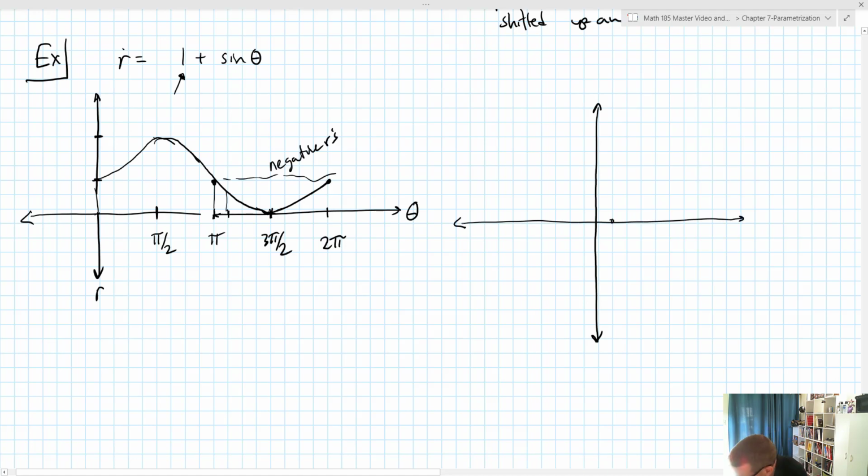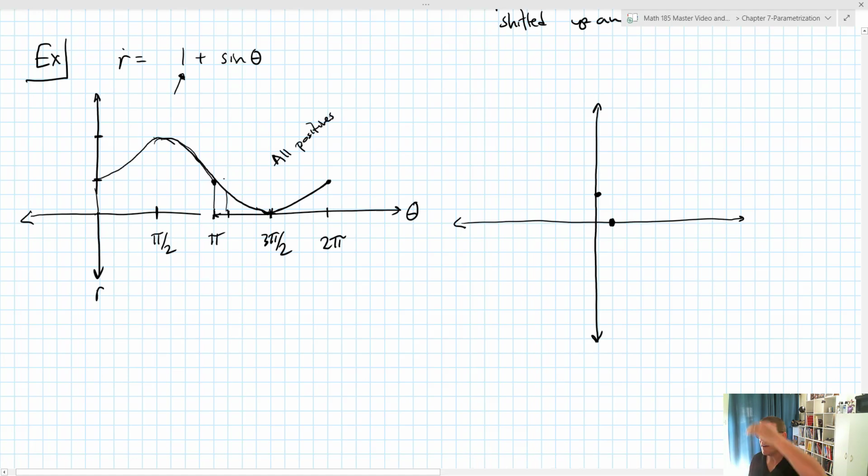Okay, so we're going to start out at 1. There's 1, 0. And then we're going to go up to pi over 2, and there's 1. And then I'm going to come back down until I hit the pi value. So it's going to be pi, and it'll again be 1. But wait, these aren't negatives. They're still positives. They're all positives.